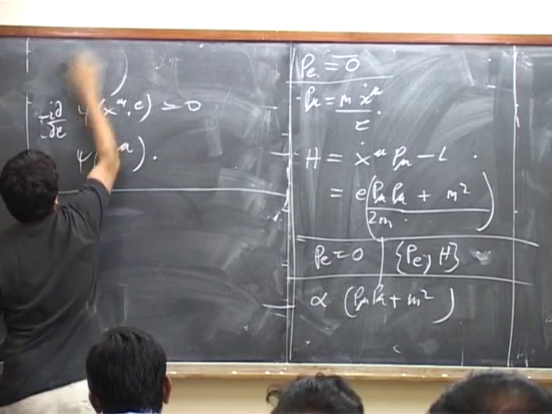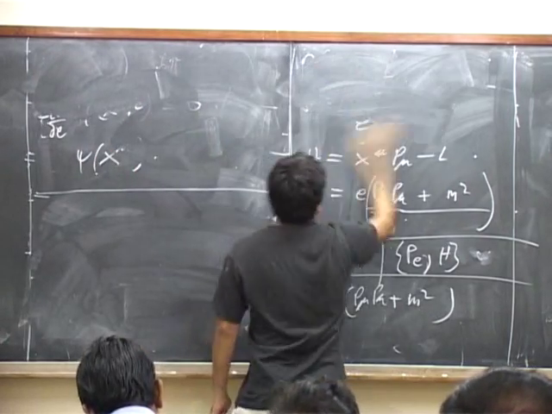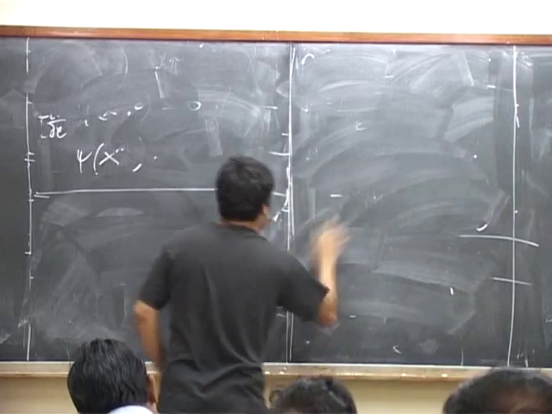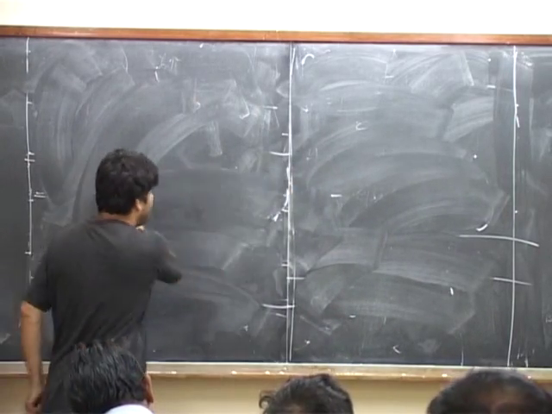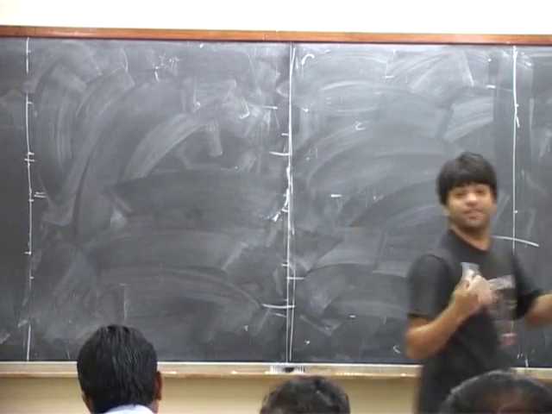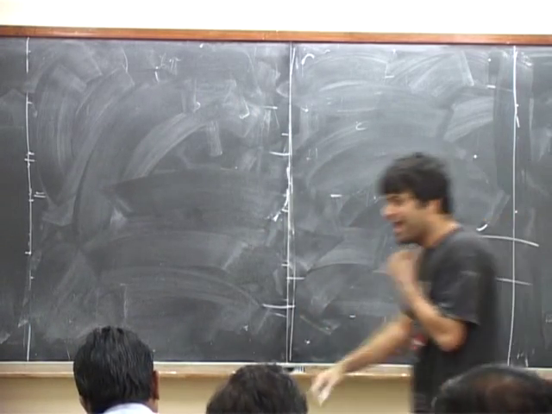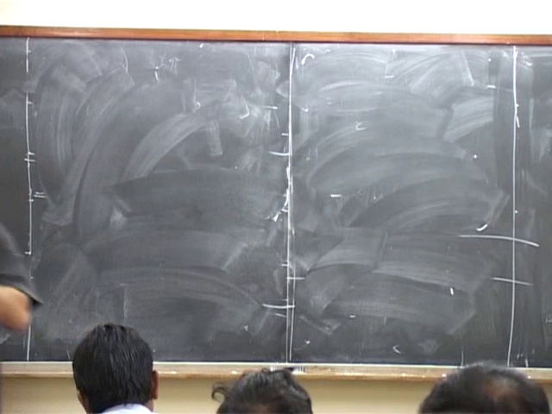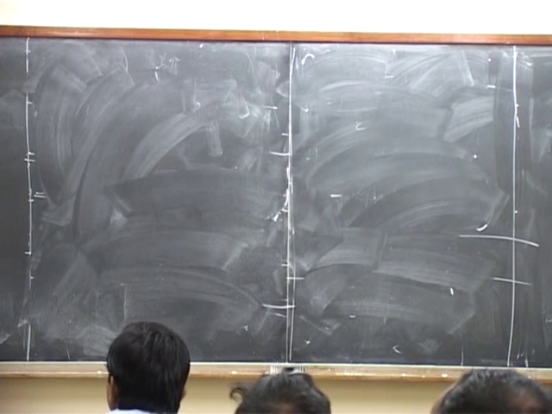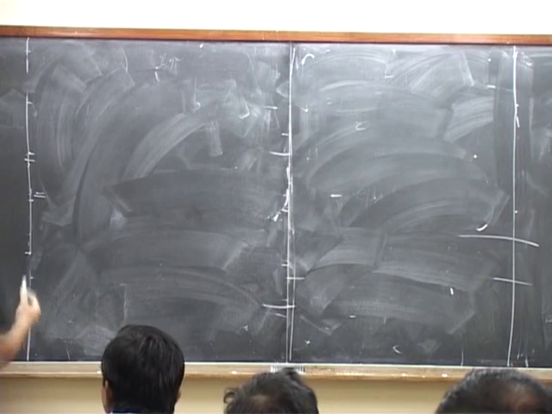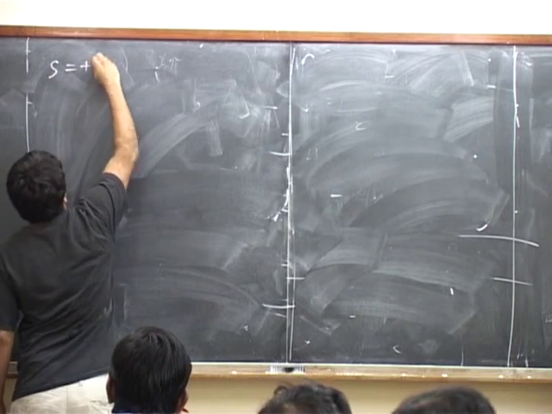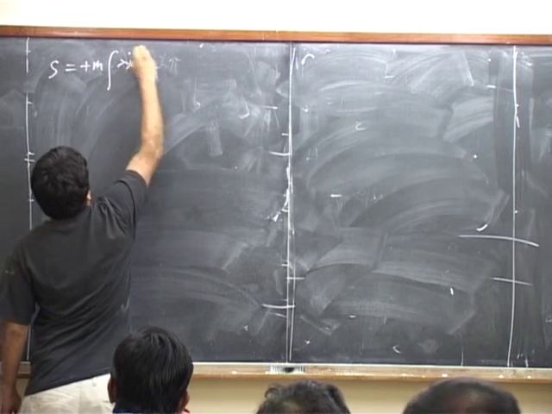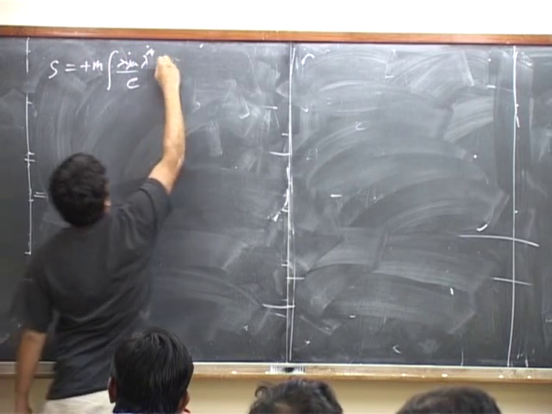Okay, last way. The last method of quantization uses the same action that we started with. But it says, look, I don't want all this formal nonsense, let me just follow my notes. So, the action is this, minus or plus m x mu dot by e minus e.